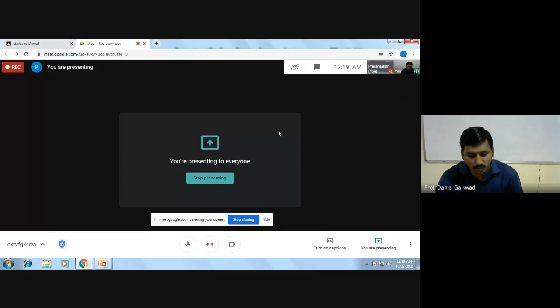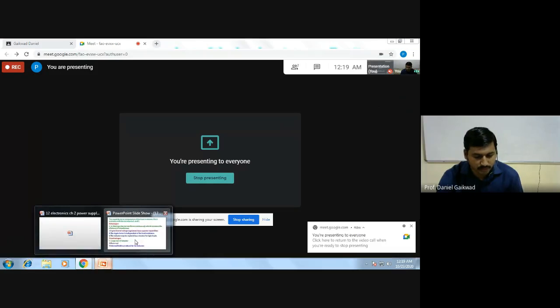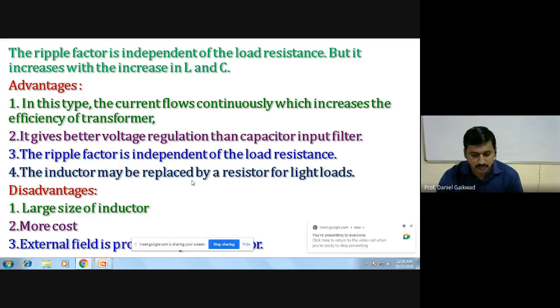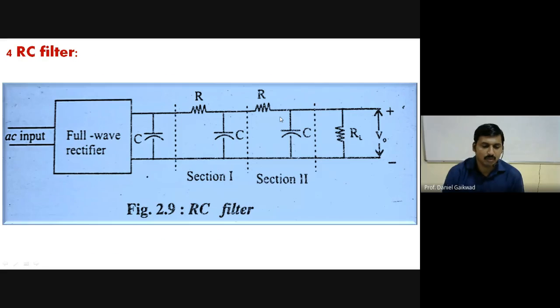Now the 4th type of filter that we have to study is the RC filter. So we replace the inductor by a resistor, and that is called the R and C. Now we can have multiple RC components, or we connect multiple resistance and capacitor connections. Okay, check the diagram carefully.